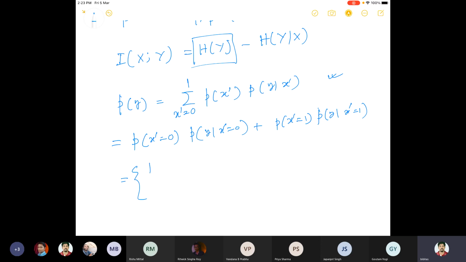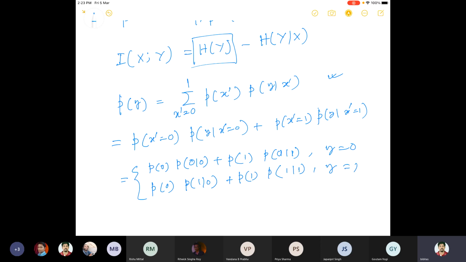So let me now remove the symbol x test. Let me just write p0 and probability of 0 given 0 when y is 0, plus probability of 1, probability of 0 given 1. Sorry, I'm calculating for 0. So that is when y is equal to 0, and when y is equal to 1, it will be probability of 0, probability of 1 given 0, plus probability of 1, probability of 1 given 1. This is for y equal to 1.